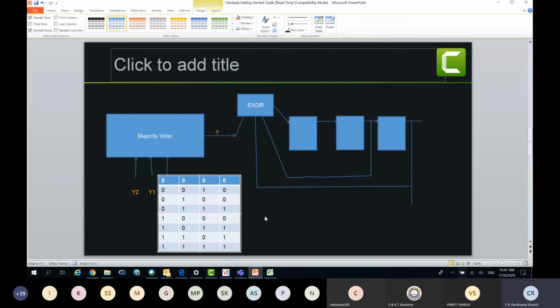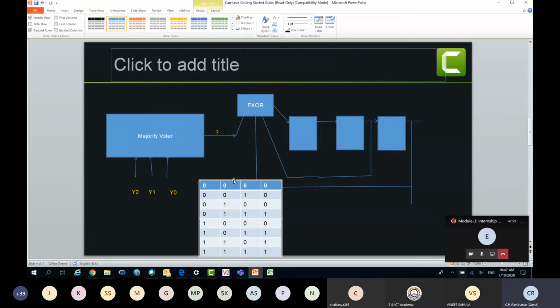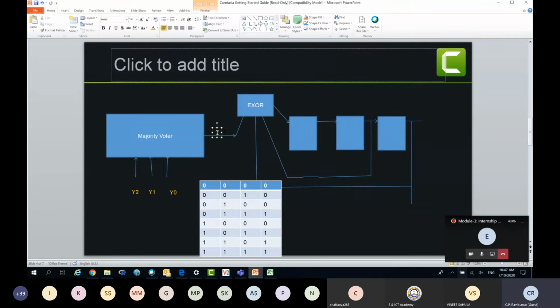So if you do the optimal design, if you draw the Karnaugh map, you will realize the output is y2 y1 plus y1 y0 plus y0 y2. Okay, so that is the answer. That's the correct answer. So that is what is supposed to come here, right? And we have connected it like this. Okay.